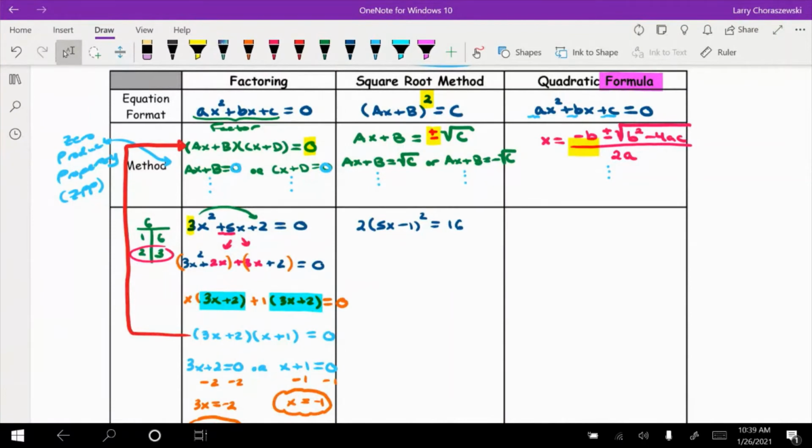So keep in mind the format of the equation that we need before we apply the square root method. It's right up here. Notice that there's nothing in front of the parentheses. That's kind of a big deal. We actually need to get rid of this 2, and we can do that by dividing each side by 2. And that gives us 5x minus 1 squared equaling 8.